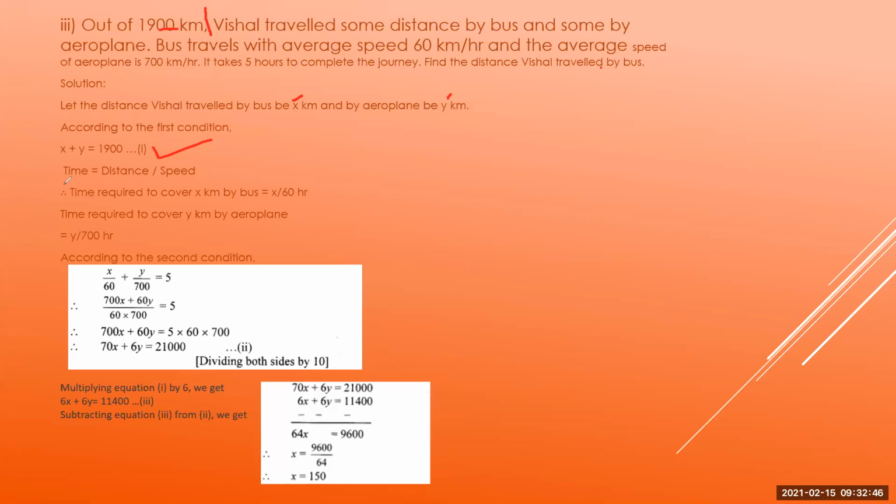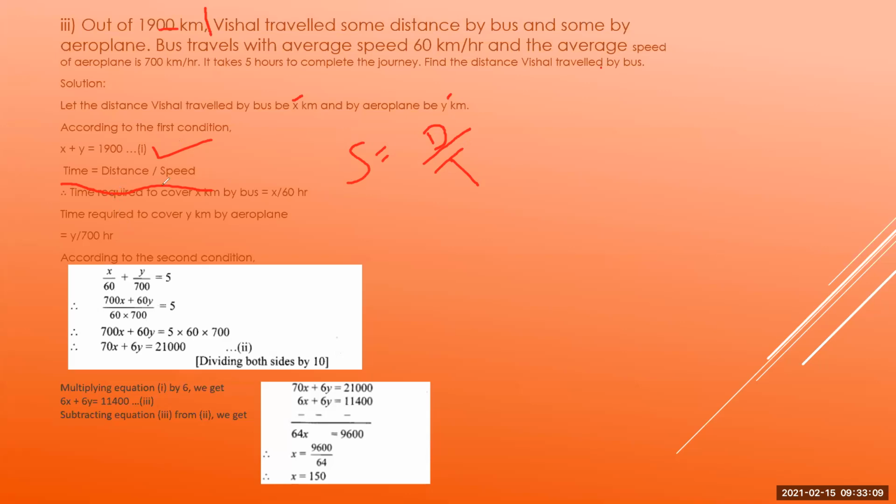But before that, we know this formula. Time is equal to distance upon speed. Right here, we are given the speed, the average speed. So speed will be equal to distance upon time. That is, S is equal to distance upon total time covered. This formula we have.